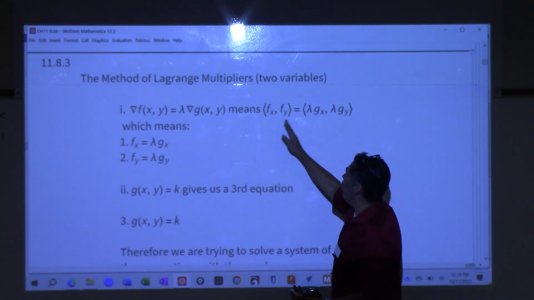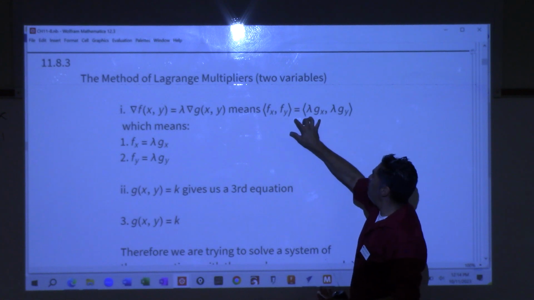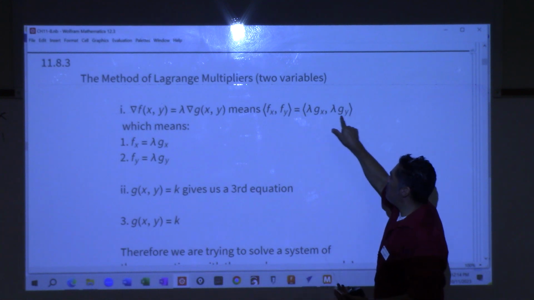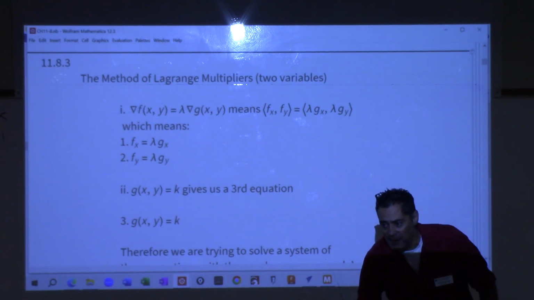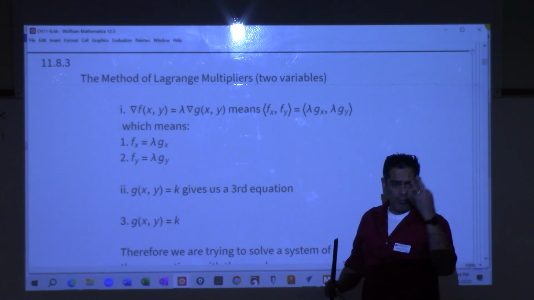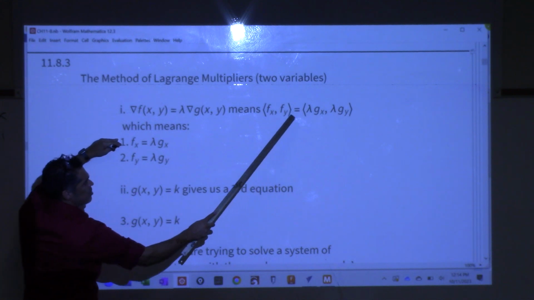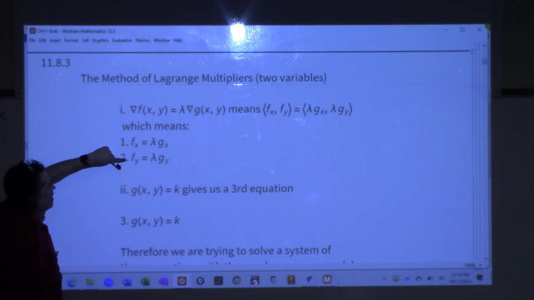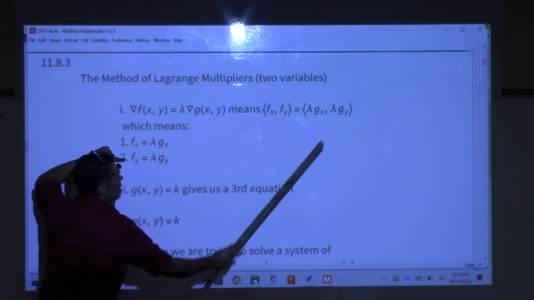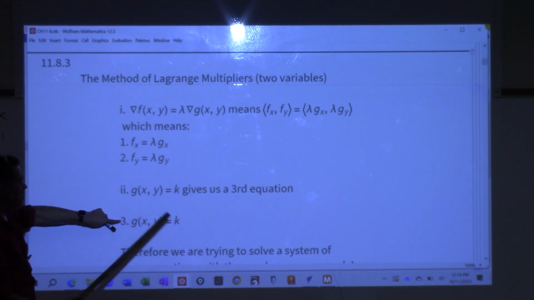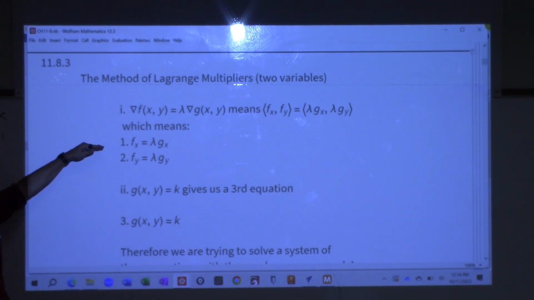But two vectors can only be equal when? When their components are equal. So I have to set that component to that component, and set that component to that component. So at the end of the day, we have to satisfy three different things. The first thing is that these two components must match. That's the first equation. The second equation is that these two components must match. And then the third equation we have to solve is that the original constraint equation must be true. If we can satisfy those three equations simultaneously, then we will have found the x, y, and lambda where we have possible maxes and mins.